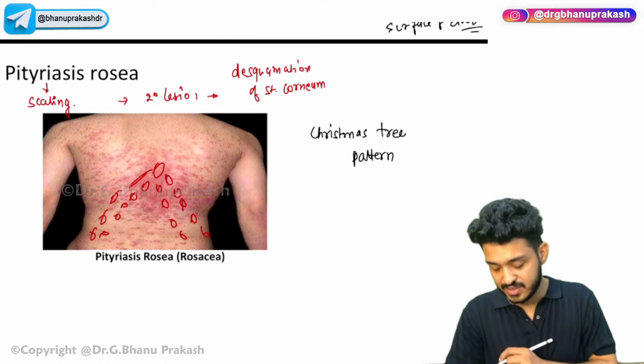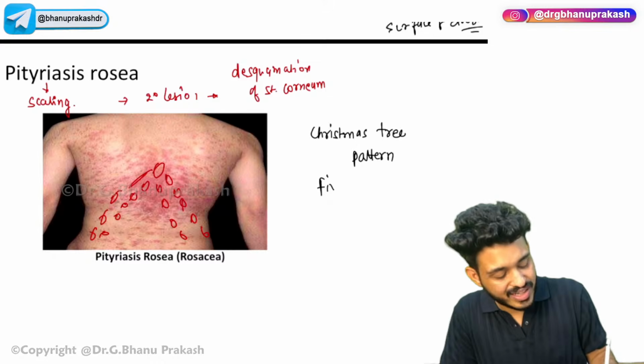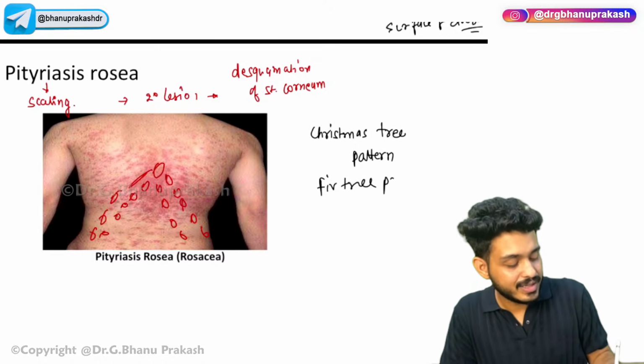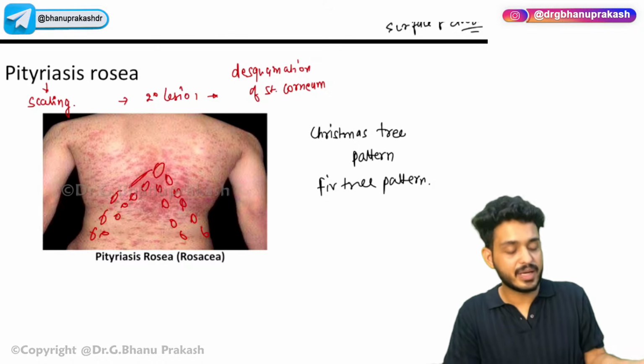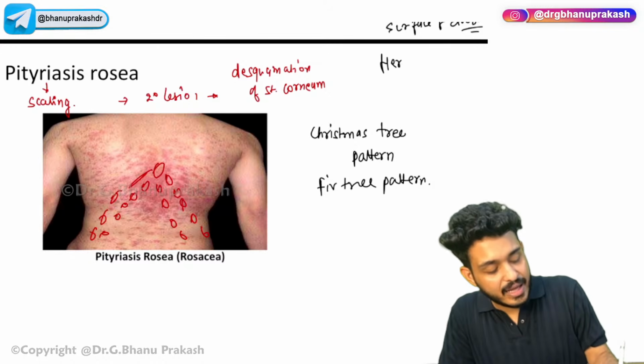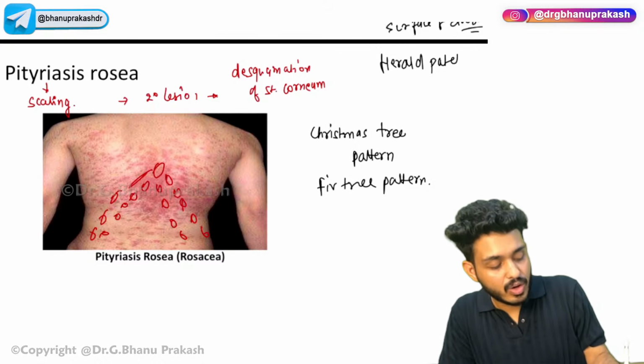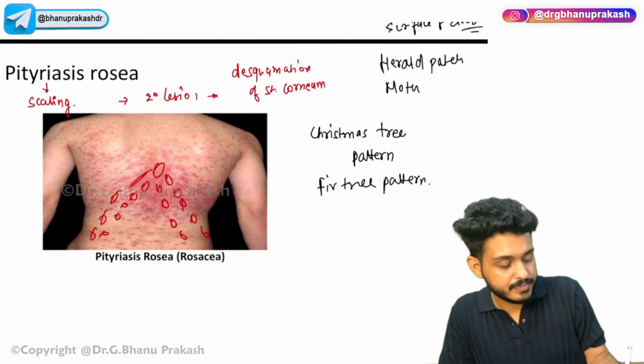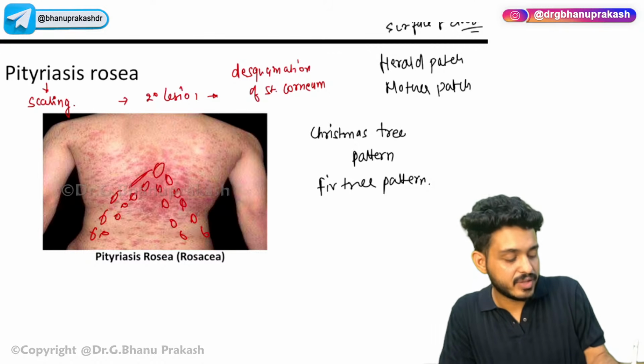This is known as Christmas tree pattern, also known as fir tree pattern. And the patch is known as Herald patch, or also known as mother patch.